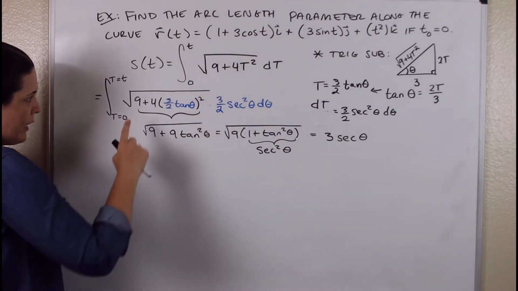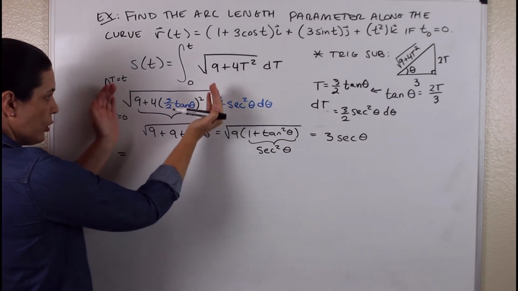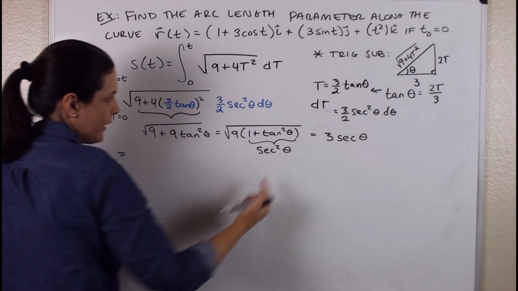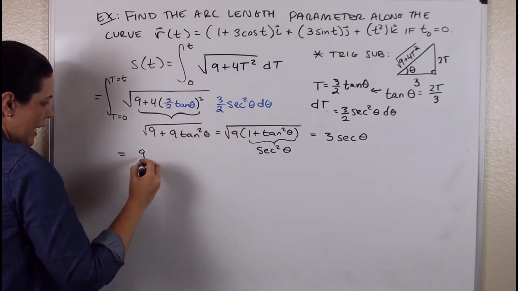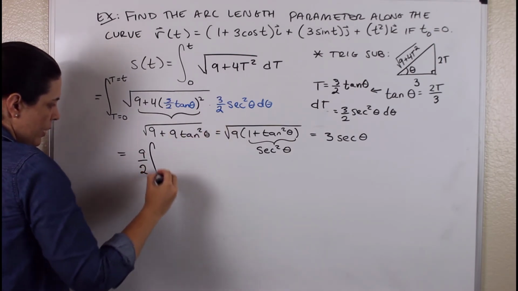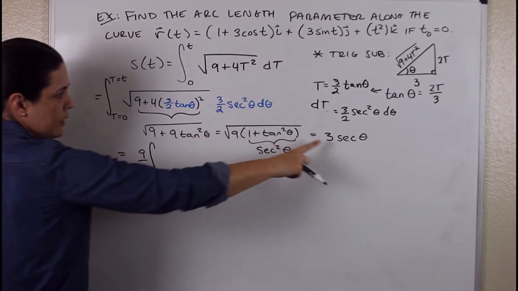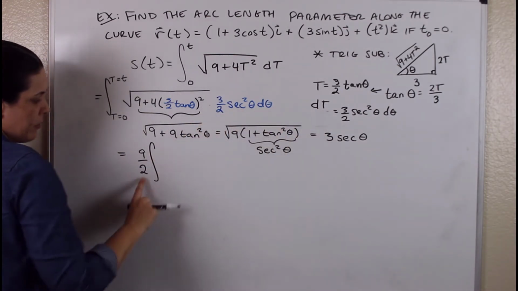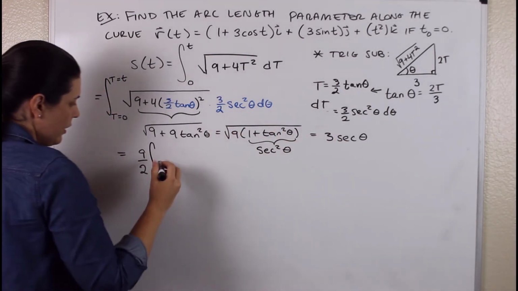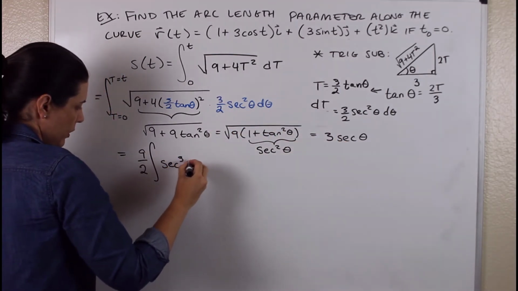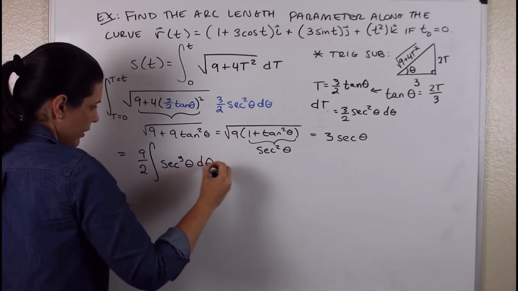And we have, if I say this whole square root became 3 secant theta times the 3/2, that actually becomes 9/2, and I'm going to put that in the front. So this 3 times this 3/2. And then I have a secant squared theta times 1 secant theta, so it's secant cubed theta, d theta.